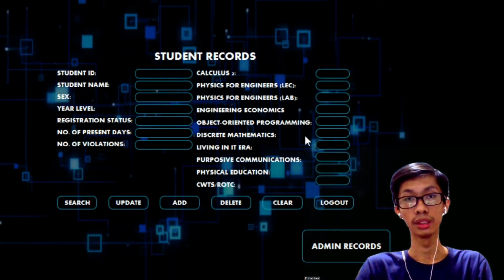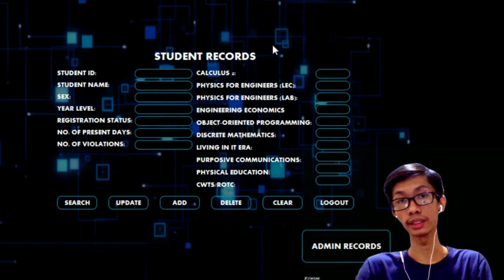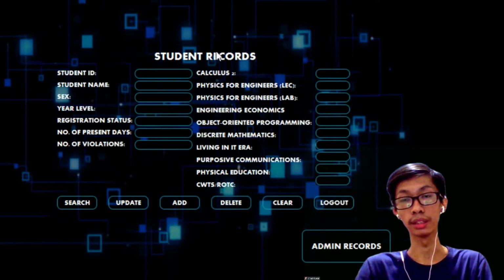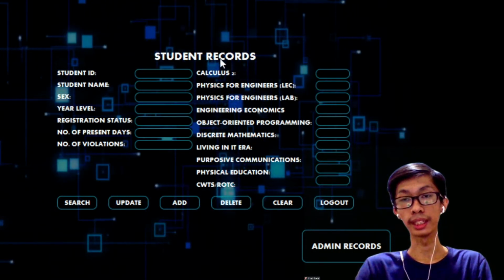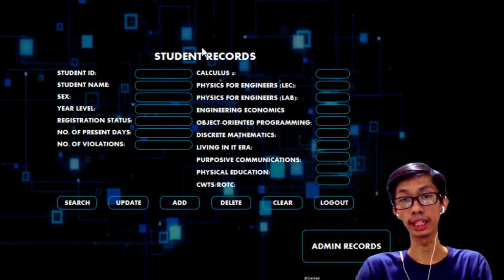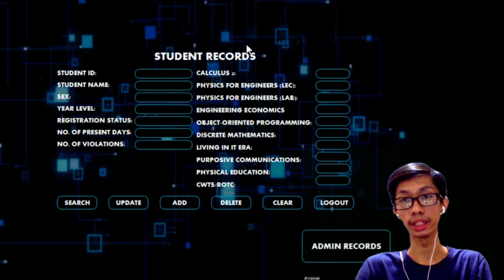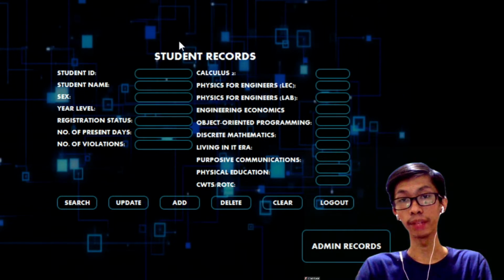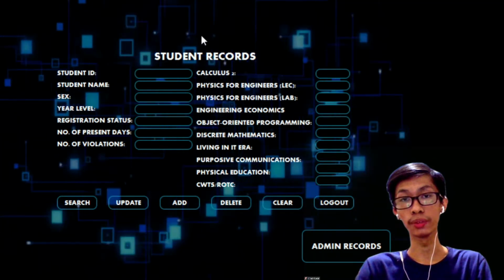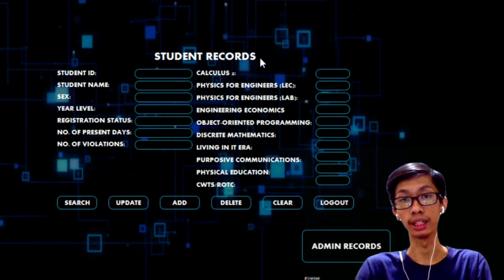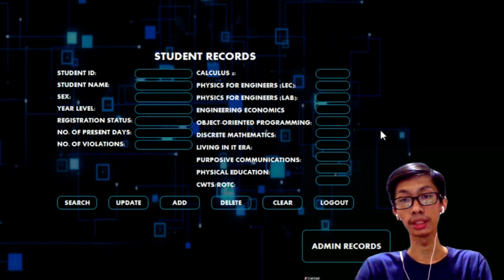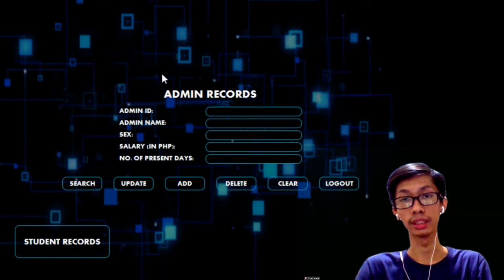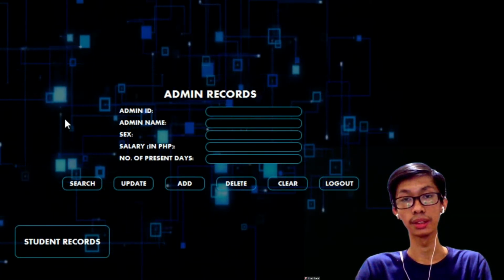Login successful. Since the system recognized that the user is an admin, it automatically redirected us to the admin view. Now, the admin view is separated into two different sections, namely the student records section and the admin records section.